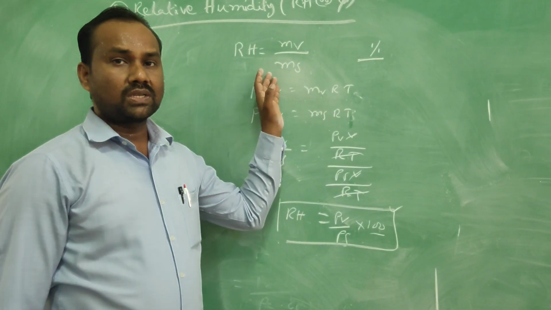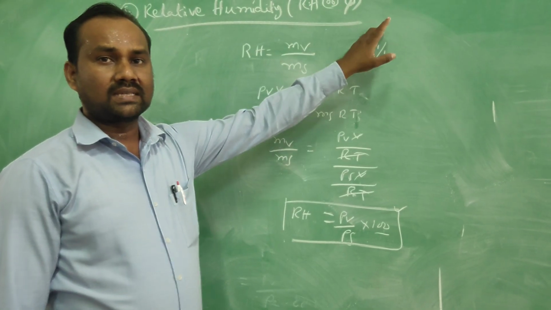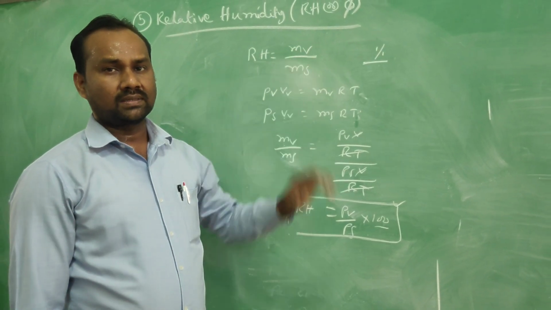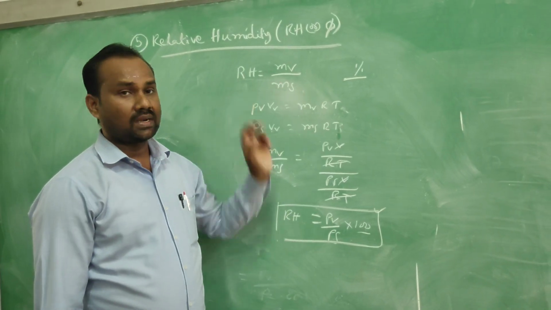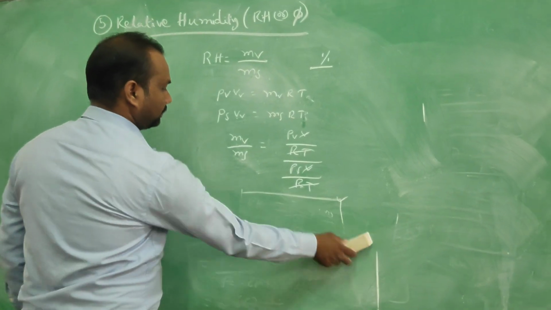So relative humidity is the ratio of the mass of water vapor for unsaturated air to the mass of water vapor when it is at saturated condition. That ratio is called relative humidity.